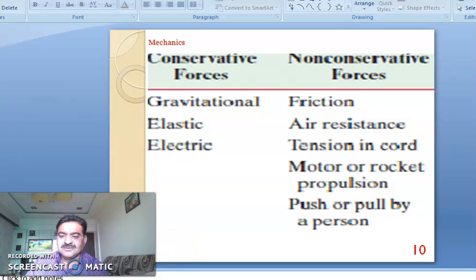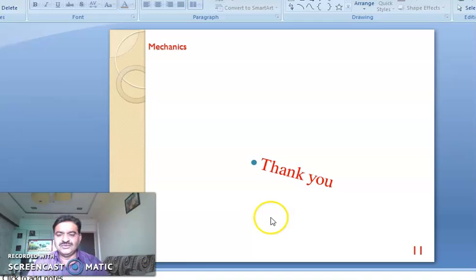So in this way, these are the various concepts we have seen in detail.